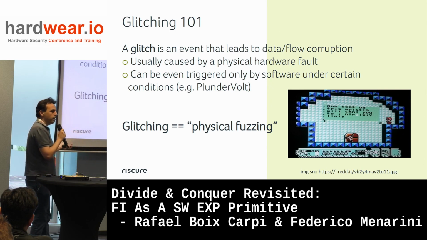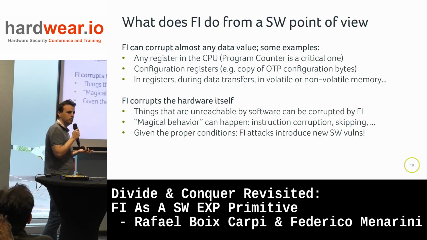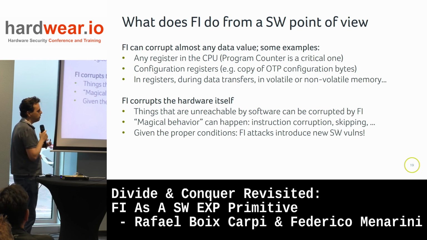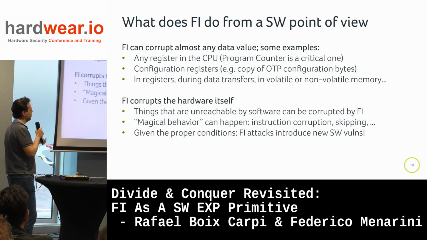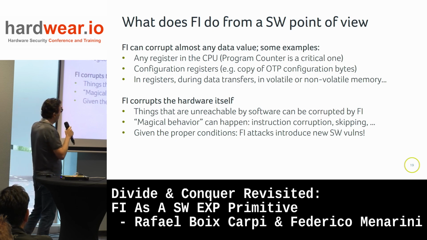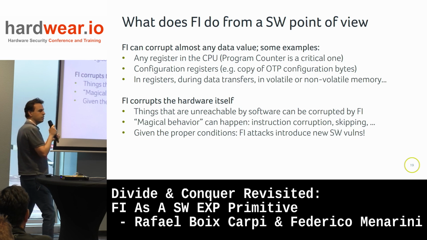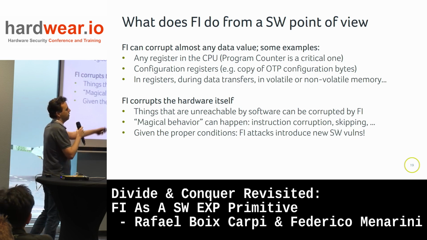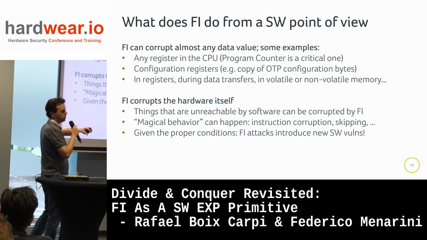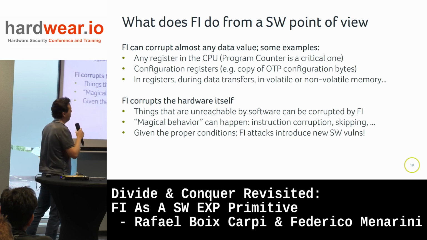Okay, so when we have glitching, as a developer, as a software exploiter, what does it do for me? So the first thing about glitching is fault injection. It can corrupt almost any data value. For example, you can corrupt things like registers in the CPU. And if you corrupt the program counter, then you suddenly get arbitrary jumping to a position you might control or not.